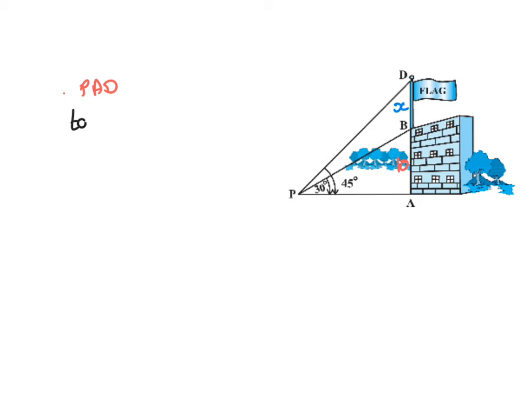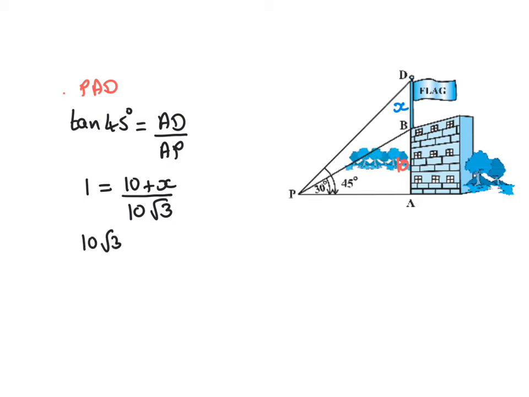Tan again. So tan 45 degrees is equal to opposite side is AD, complete, divided by the adjacent side, which is AP. What is the value of tan 45? It's 1. Good. 1 equal to AD is nothing but AB plus BD. So that is 10 plus X divided by AP, which is 10 root 3. We looked at that. We got the decimal of that. But we will not deal with the decimal. Let's deal with 10 root 3. So cross multiply. 10 root 3 is equal to 10 plus X. 10 root 3 minus 10 equal to X.